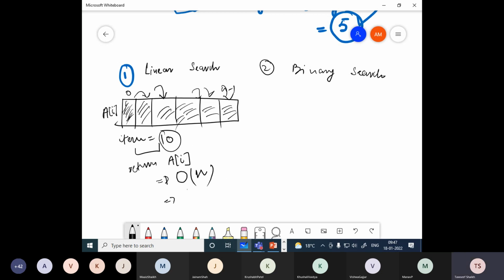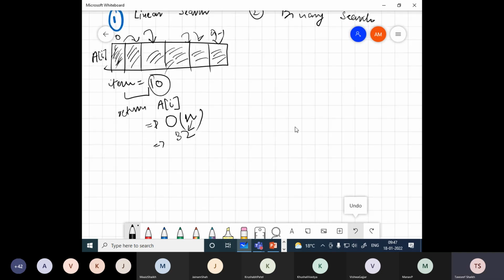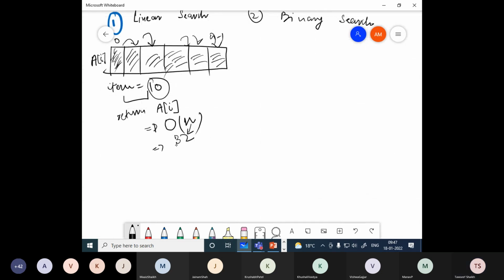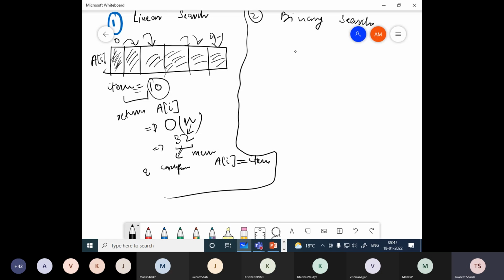Now, if the total size n is 32, that means first we have to reach all the 32 memory locations, and also we have to compare all 32 memory locations with the item which we have to search, using double equal to.